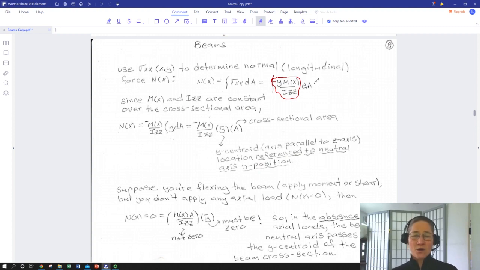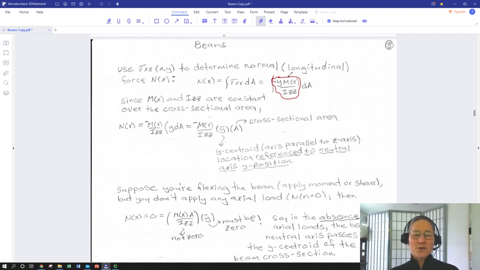Now, if you think about a uniform symmetric beam, you might conclude that if the same area of beam was above and below the neutral axis, then this integral might end up being zero. It all depends on whether or not enough of that area is above or below. So let's think about that a little bit.